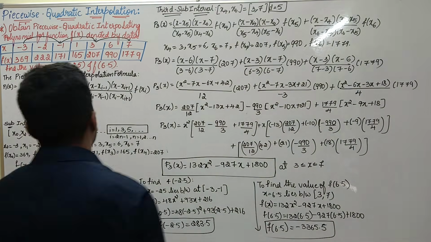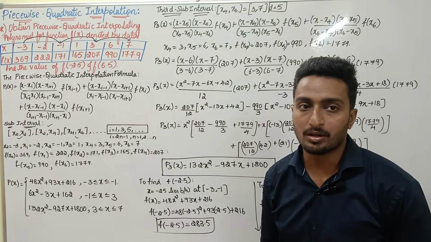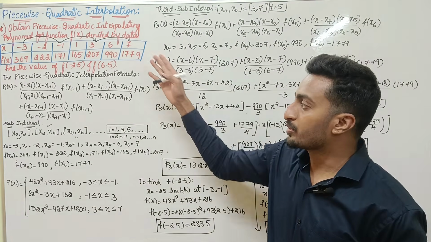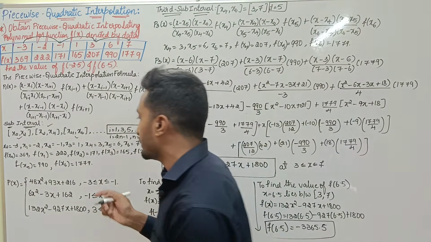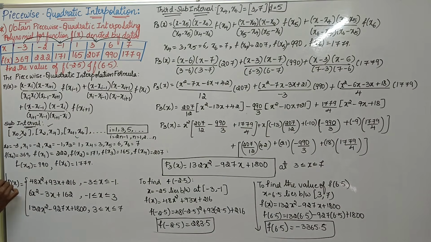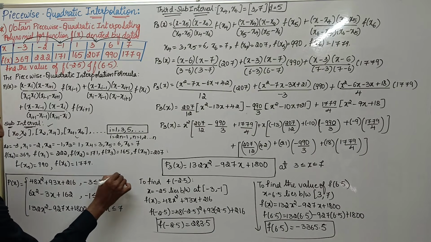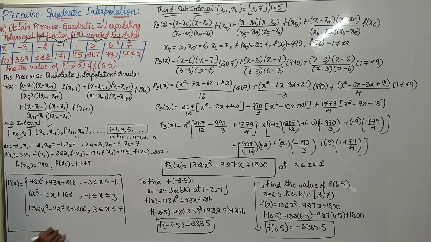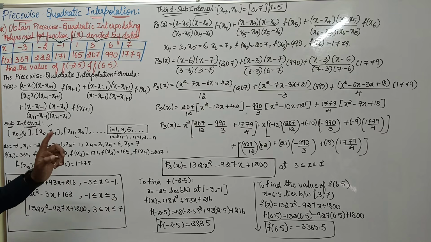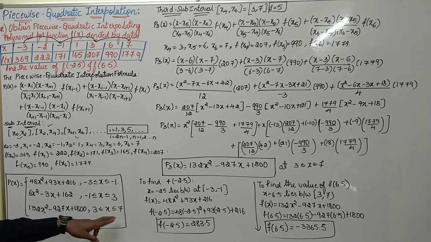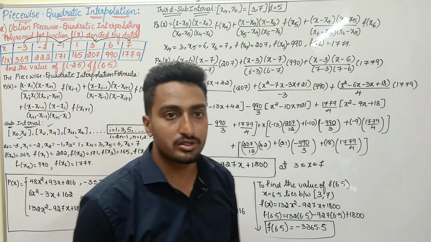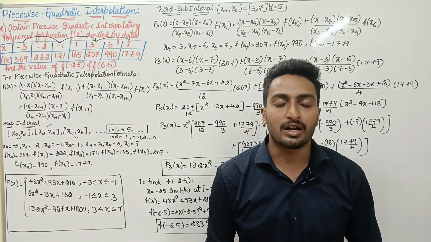f of 6.5. This is how you are supposed to find the piecewise quadratic interpolation formula. This will be the piecewise quadratic interpolation solution for the given sub intervals, that is minus 3 less than or equal to x less than or equal to minus 1, minus 1 less than or equal to x less than or equal to 3, 3 less than or equal to x less than or equal to 7. This is the procedure and the step by step solution for finding the piecewise quadratic equation.